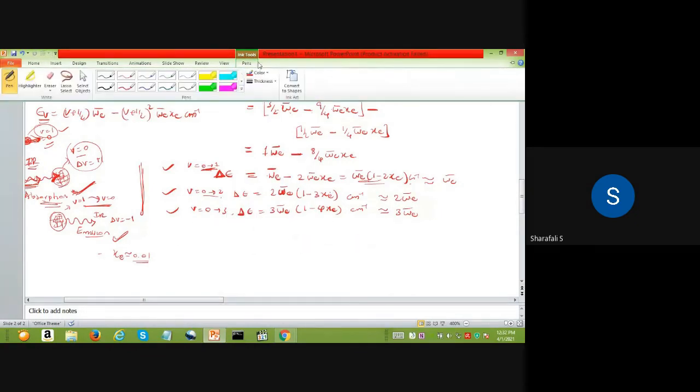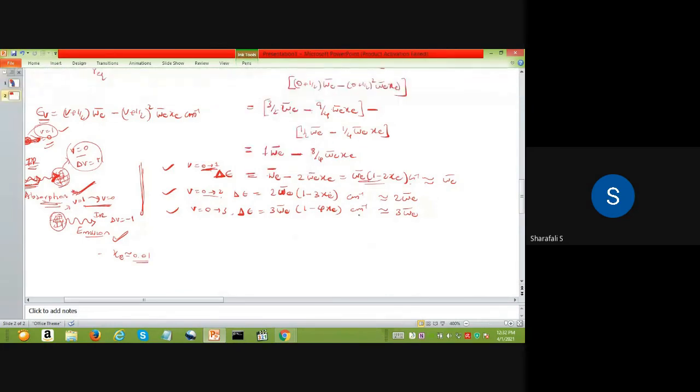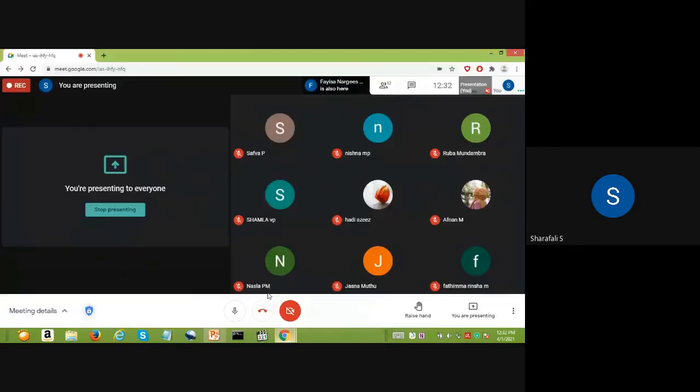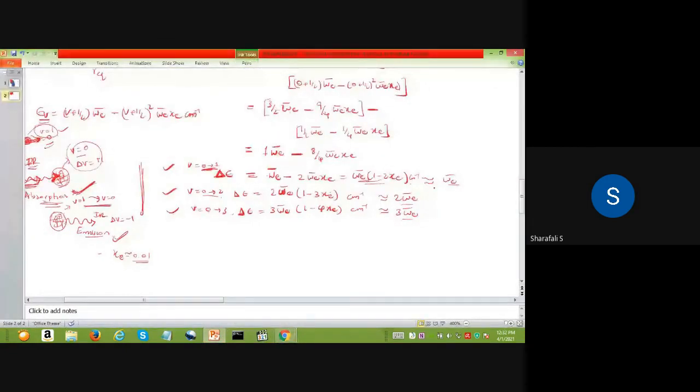So it is almost in the frequency range or the wave number range of omega E bar, very close to this value. This one is very small because this one is very small. Okay, so this is omega E bar. That will be the line or the spectral line which will be having the highest intensity. So omega E bar will be having the highest intensity.